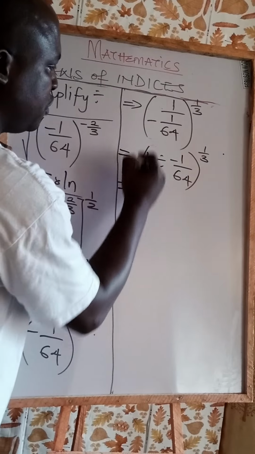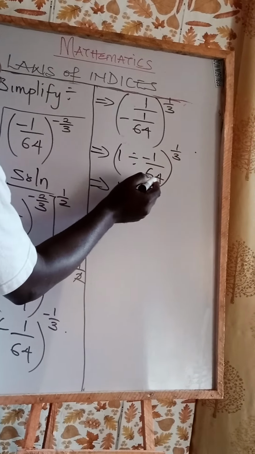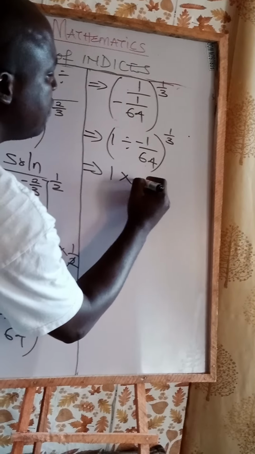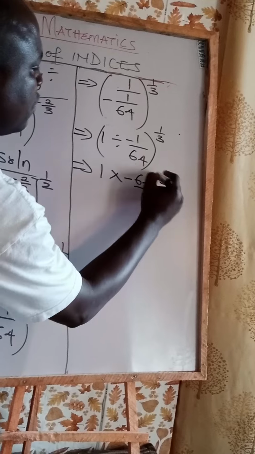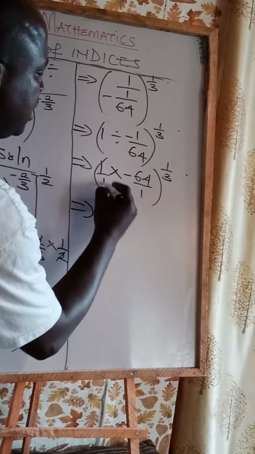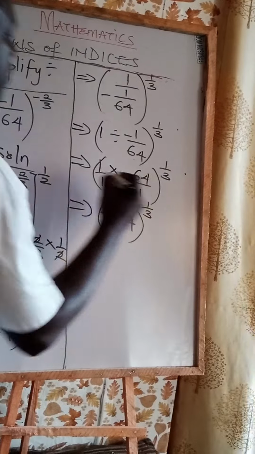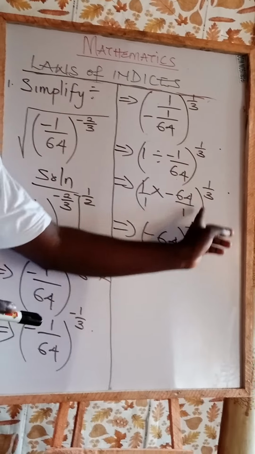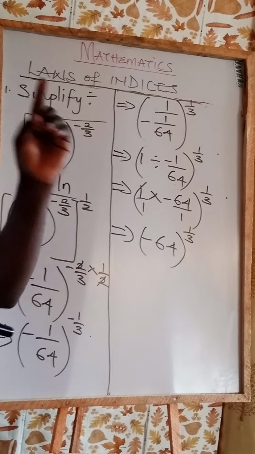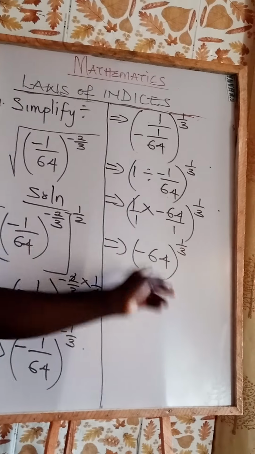So this one now, we are going to pivot this. We are going to have 1 times, when this one changes to times, numerator will become denominator, denominator will become numerator. That means I'm now going to have minus 64 all over 1, everything to the power of 1 over 3. And that will eventually give us minus 64 raised to the power of 1 over 3. We have a fractional power. That means we are going to simplify this 64. We are going to look for a number that will multiply itself 3 times to give us 64.